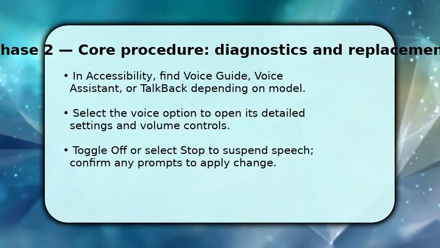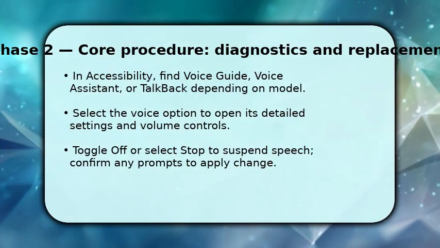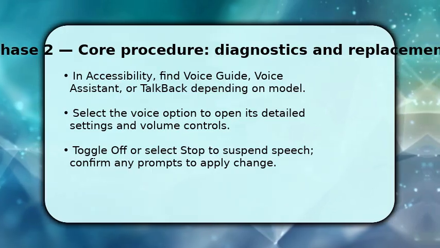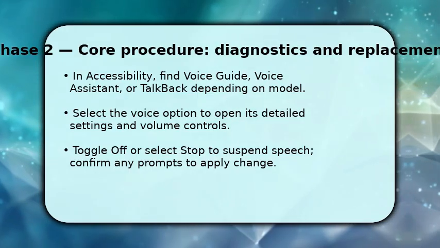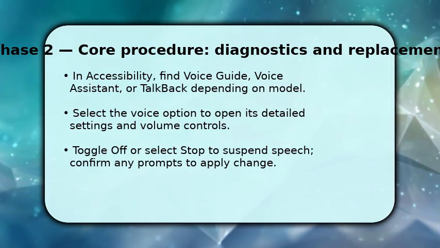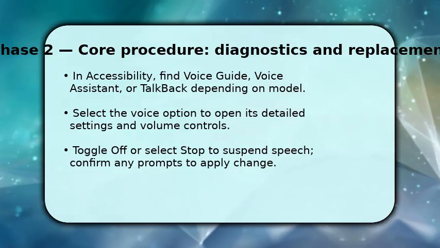Once in Accessibility, locate Voice Guide, Voice Assistant, or Talkback. Samsung names vary by year and region, so scan the list carefully. Select that voice entry to reveal its specific settings screen, where you will see toggles and sometimes a volume slider. This is where speech parameters live.